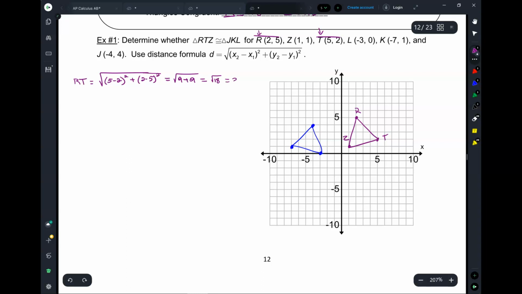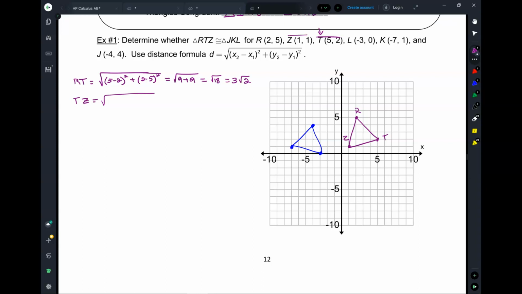Well, yeah, but it's 3 root 2. Okay? All right, so next I want to do, so I did RT. Next I want to do TZ. Now I'm going to take these two. So let me show you a quicker way to do this, right? TZ. Look at the x's.